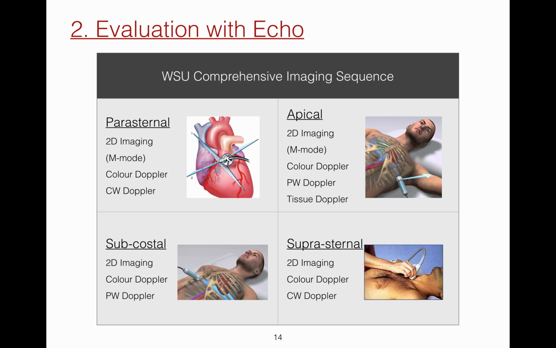The imaging sequence includes most of the imaging modalities. That is, it includes 2D images and measurements, colour, pulsed wave, continuous wave, and tissue Doppler images and measurements. All these modalities can be used when evaluating the heart valves. Moreover, multiple modalities from each of the standard imaging windows should be used, so that the evaluation is made using a combination of images and measurements from multiple views.